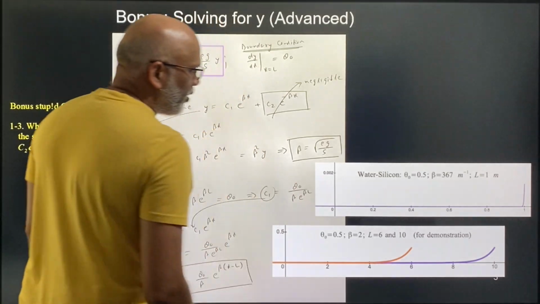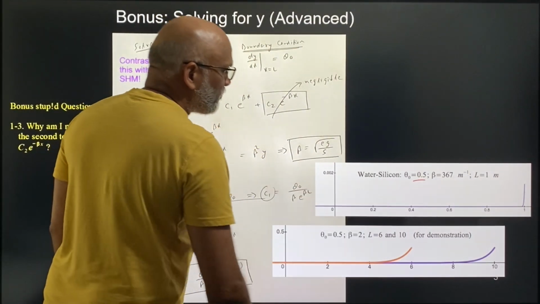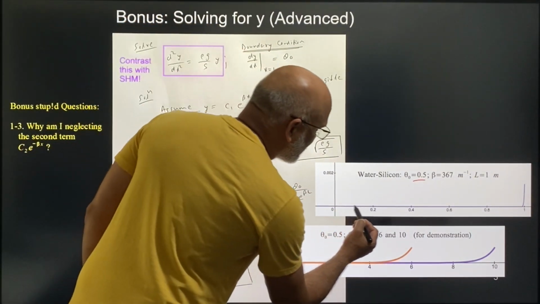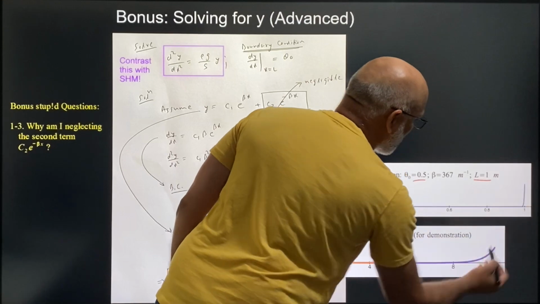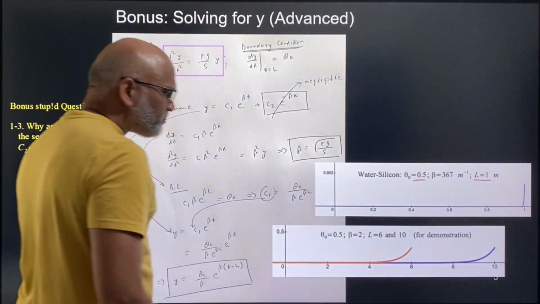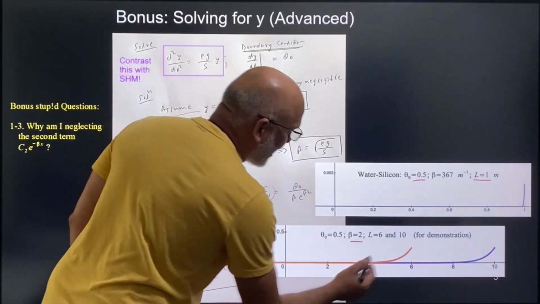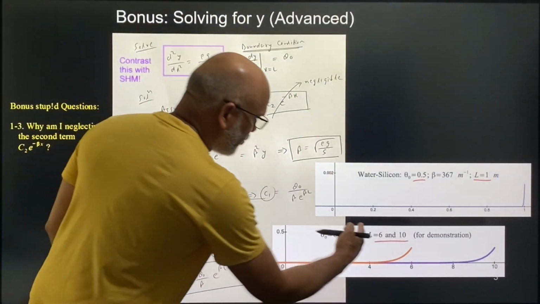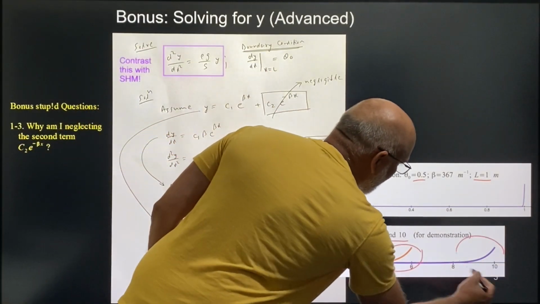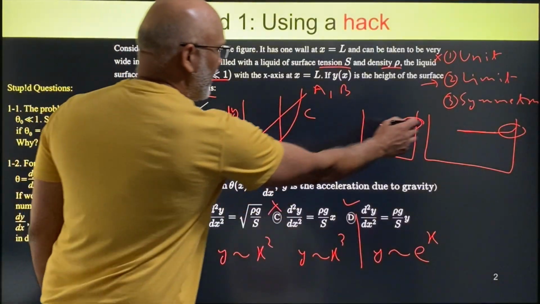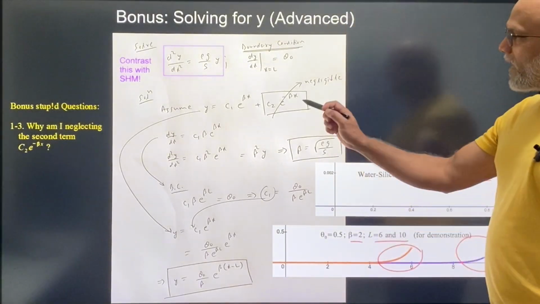I've taken this for water and silicon, where theta naught is 0.5, and then plotted the shape of the meniscus. And as you can see, it is flat all the way, and at the wall, which is at L equal to 1, it rises up, right? And also notice the scale here. Now, just to get a better view of this area, I took beta equal to 2, and for two different sizes of the tank, one smaller and one bigger, I plotted the same thing. And as you can see here, the shape looks exactly the same. That is what we had assumed there, right? And before I forget, there is a question for you. How can I neglect this term?